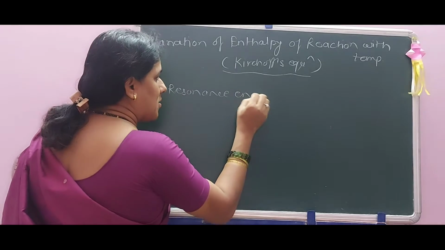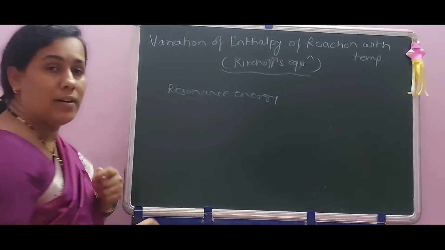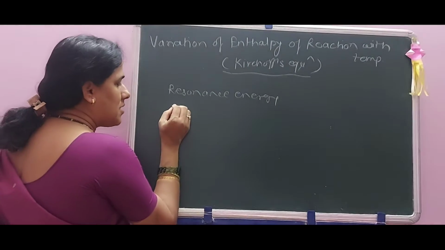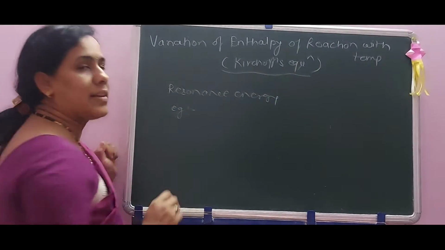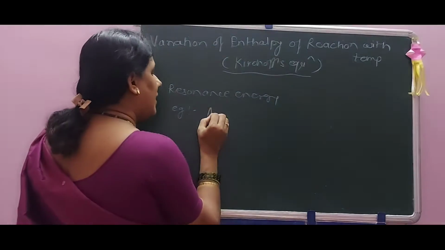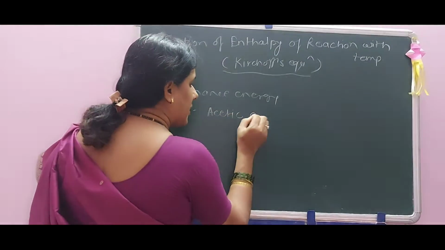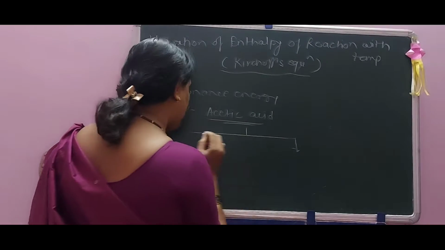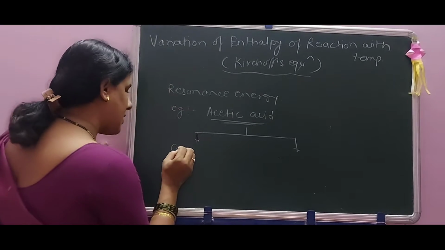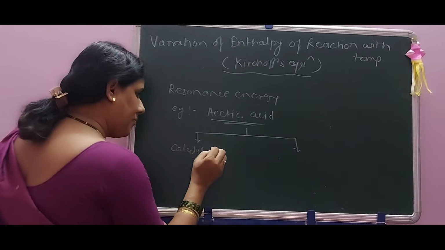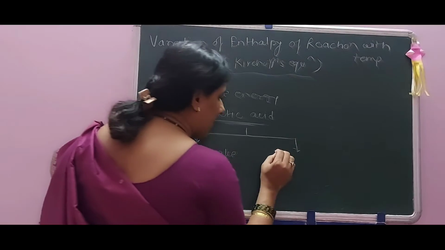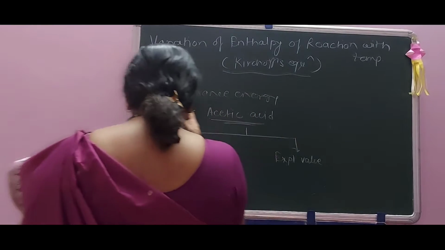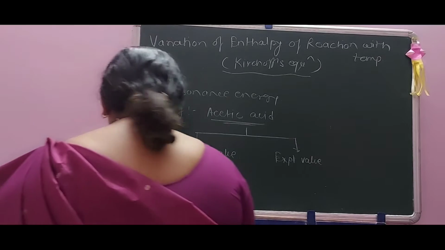Resonance energy, for example taking benzene. As far as resonance energy is concerned, we can take another example, acetic acid. Acetic acid has two types of values: first is a calculated value, and second is the experimental value.